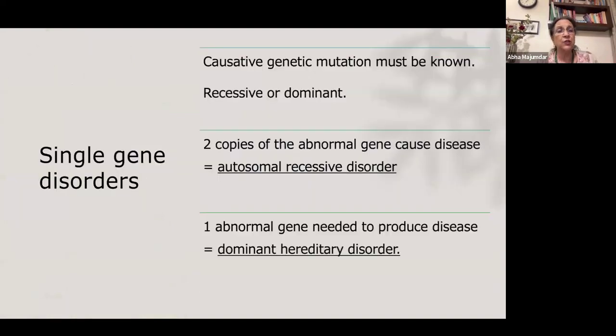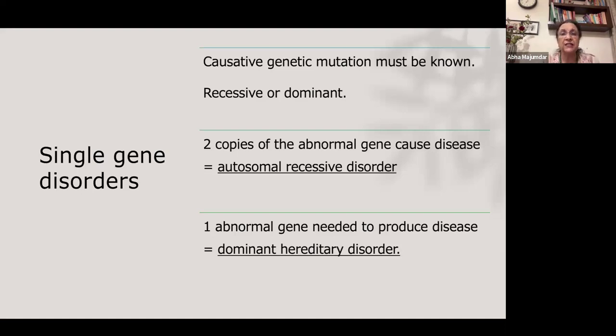So for single gene disorders, we must know the causative gene mutation, because if you don't know what is the causative gene, what will you test? Like if you take blood and you don't know what you are testing for, you'll ask, what test should be done? You'll say it is blood sugar or it is LFT or KFT. Same way, we must be able to identify the genetic mutation in one of the parents or both the parents or grandparents. And we must know whether it is recessive or dominant.